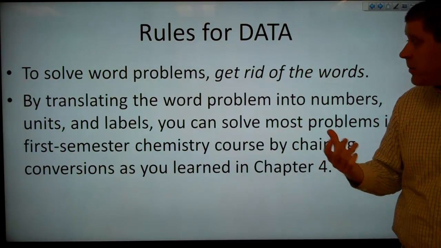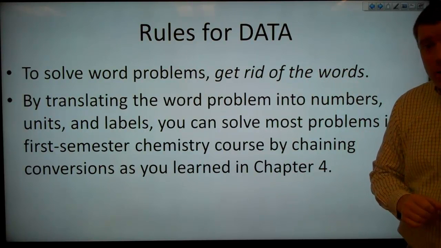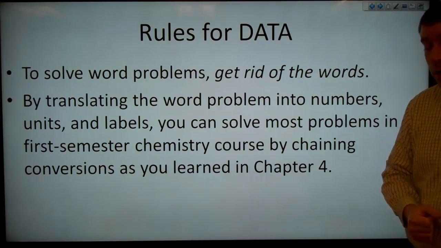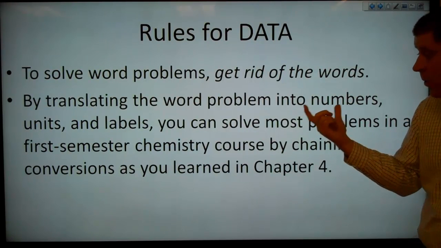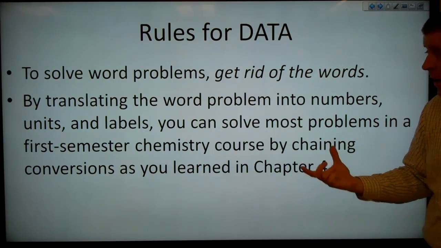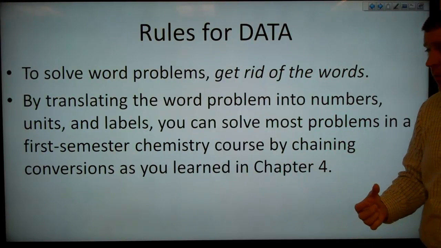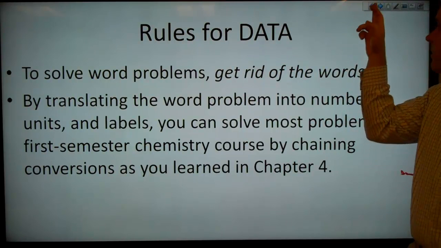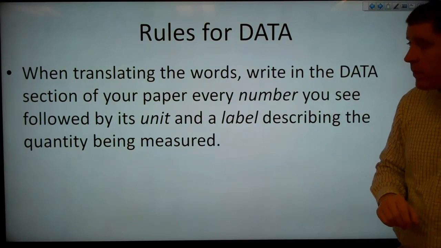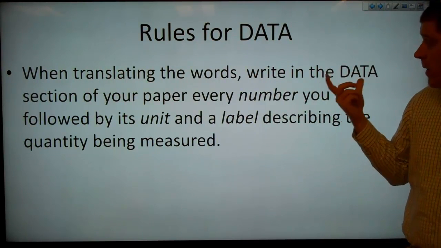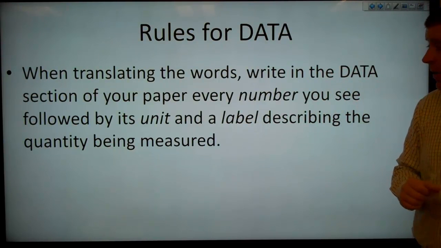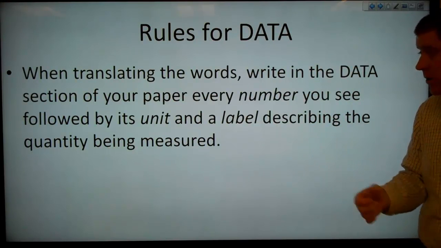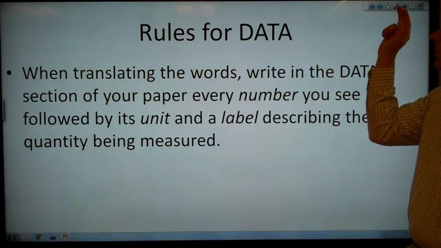And to solve word problems, the key is to get rid of the words and just use the numbers and units. So by translating our word problem into numbers, units, and labels, we can then solve most problems in a first semester chemistry course by chaining conversions, as we've learned in chapter 4. And when translating the words, we want to write in the data section of our paper every number that we see followed by its unit and a label describing the quantity being measured.